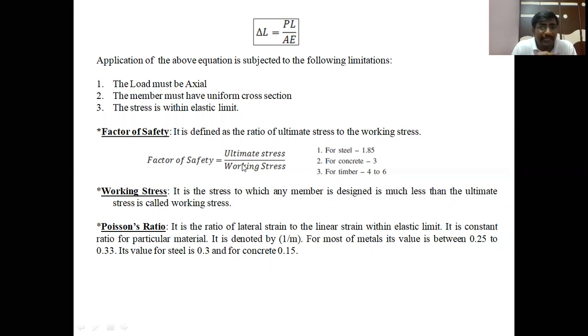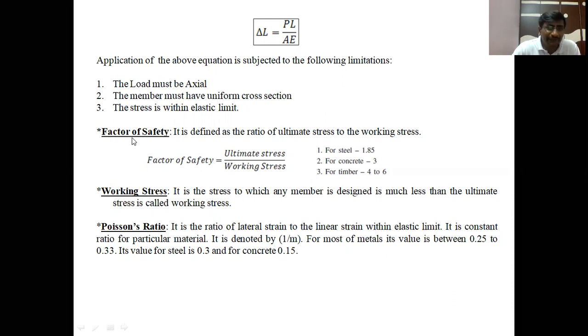The second limitation is that the member must have a uniform cross section. The bar or member must have a uniform cross section throughout its length. Only then can this equation be applied. The third limitation is that the stress is within the elastic limit. That means the load applied on a member must be within the elastic limit. Beyond the elastic limit, the material acts as a plastic material. So within the elastic limit, the equation PL by AE can be applied. These three are the limitations for the equation delta L equals PL by AE.